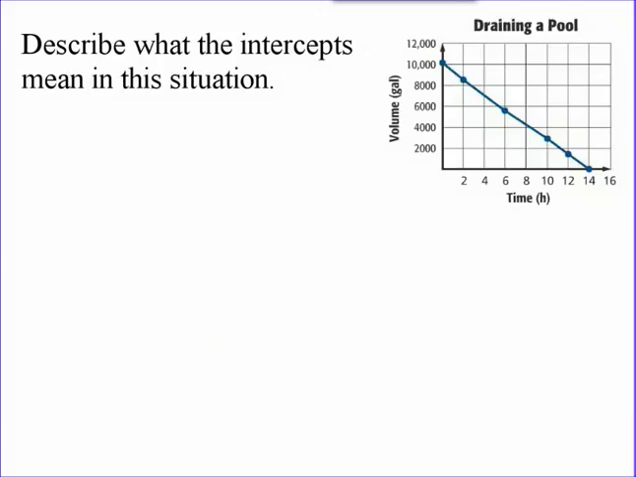All right, so describe what the intercepts mean in this situation. So let's look at that graph. It's going to make you think a little bit. I have two intercepts. I have this intercept here, which is the what intercept? The y. What is this intercept here? The x. So what does that y-intercept mean?